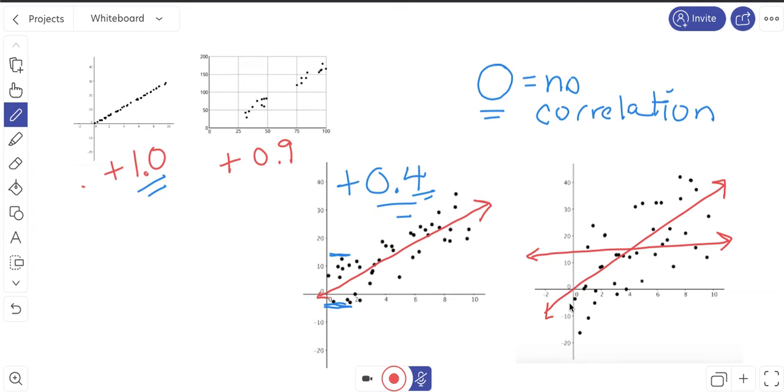I think this is a prime example of a 0.1 correlation. There might be some rhyme or reason to the points, but it's so little, so close to zero, that it doesn't even matter for us to say that there's a relationship here. The relationship is so weak that we can't even accurately draw a line of best fit or even predict where the data is going to go for future numbers.